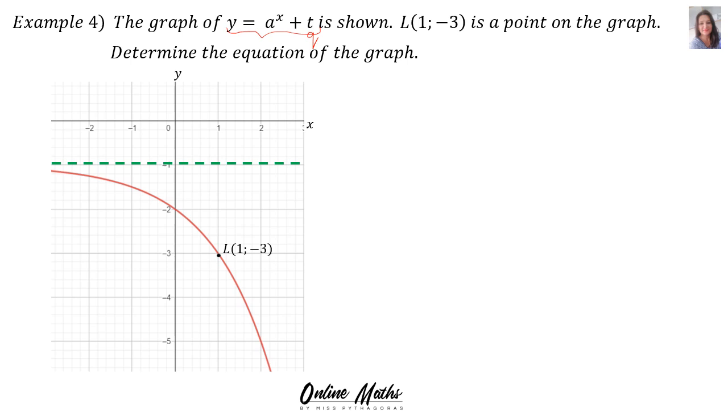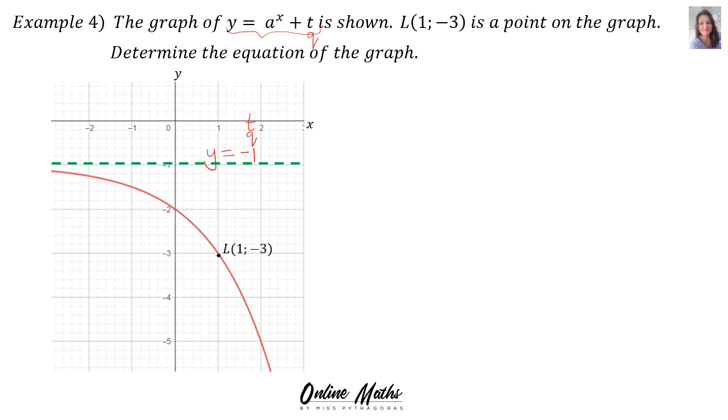It means something, and it means the horizontal asymptote, which is, when you go to the sketch, the green dotted line, and that's the line y is equal to -1. So it's q's value, it's t's value, it's the same thing. And then furthermore, they tell you (1, -3) is a point on the graph. Determine the equation of the graph.